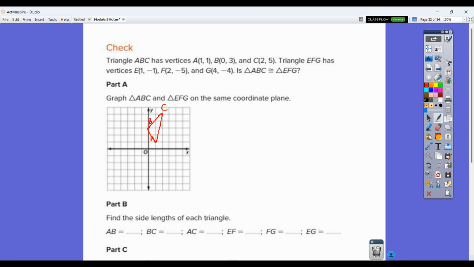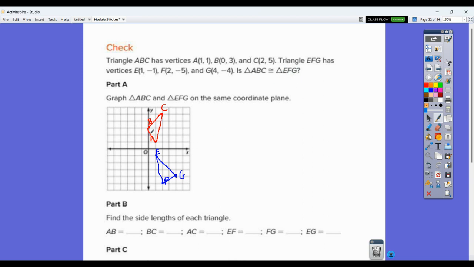Triangle EFG has vertices, and it gives us those. At (1, -1) is E. F is at (2, -5). And G is at (4, -4). And there's that triangle, not the greatest drawing, but it's still there. And it's asking, is triangle ABC congruent to EFG? So it's in that order.